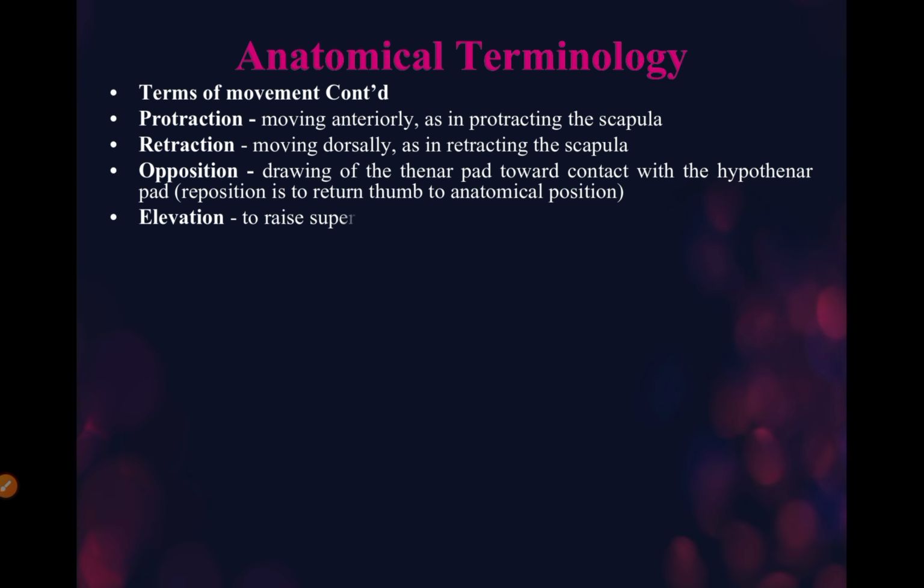So in elevation, whenever you hear elevation, it is up, superiorly. The spine of the scapula is the bone that divides the scapula into superior and inferior parts. When it moves superiorly, we call it what? The elevation of the spine. This leads to the formation of the acromion joints.